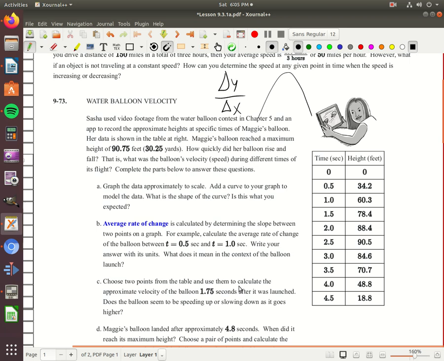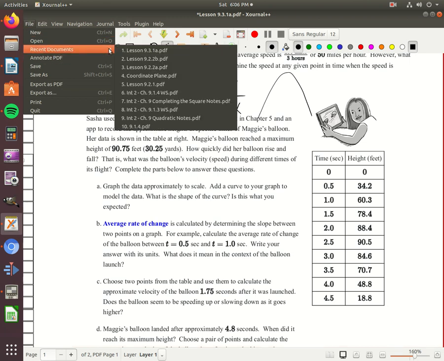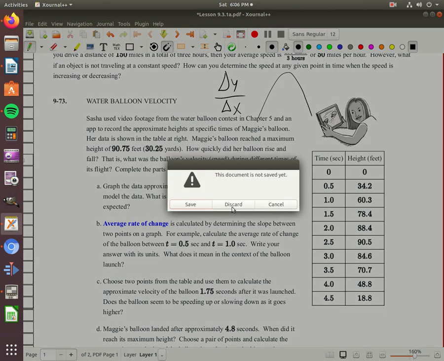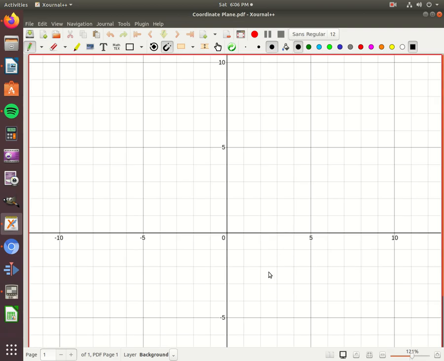I apologize. I did not write down my numbers here, so I'm jotting them down really quickly, and then I will go ahead and do that. Okay, so let's go ahead and graph this thing. Jumping over to a coordinate plane. I just jotted down those points real quickly.